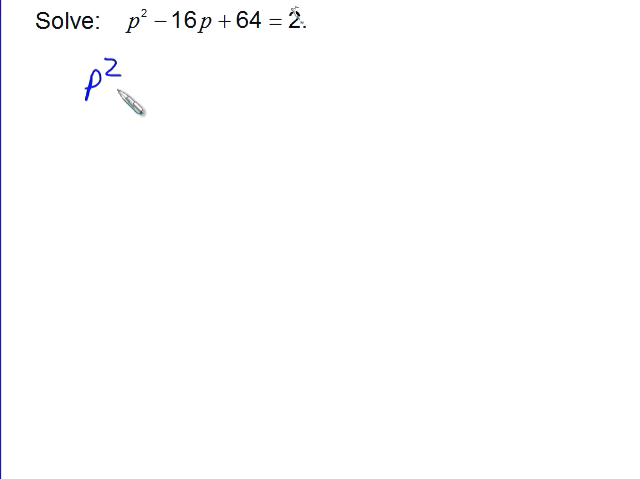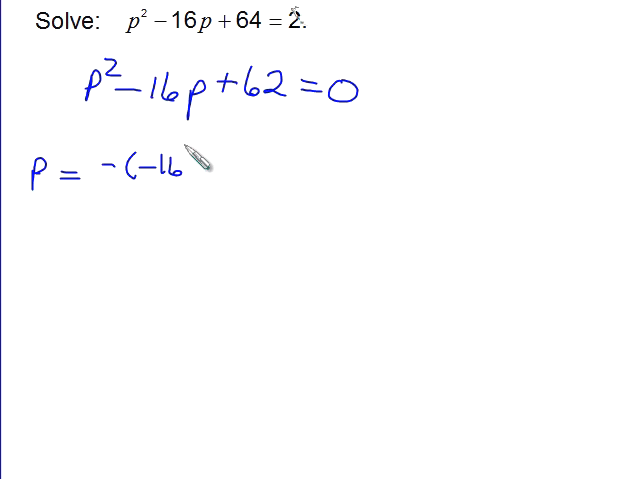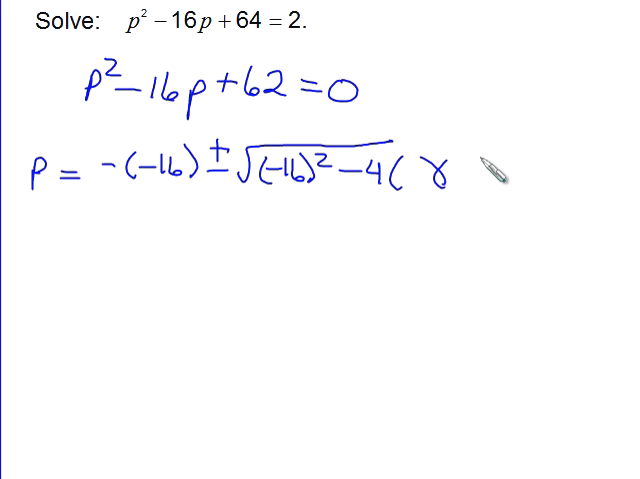giving us p squared minus 16p plus 62 equals 0. And since there are no factors of 62 that will add or subtract to be negative 16, I'll go ahead and just start the quadratic formula. So the quadratic formula says p equals the opposite of whatever b is. B is negative 16, plus or minus the square root of whatever b is squared. B is negative 16, minus 4 times a times c.